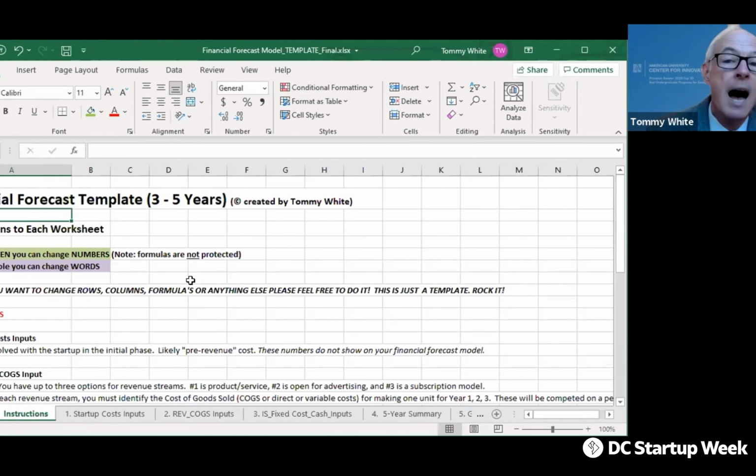Any number that is not in green is a formula. None of the formulas are protected. So if you make any changes, you're going to make changes to your structure. So if you know what you're doing, fantastic. If you don't, I would recommend you stay with the green areas as much as possible to make it easier for yourself. Okay. So then I've got these different worksheets going across the bottom.